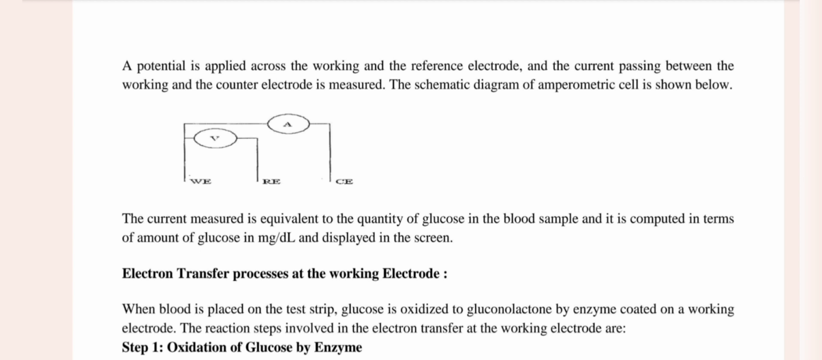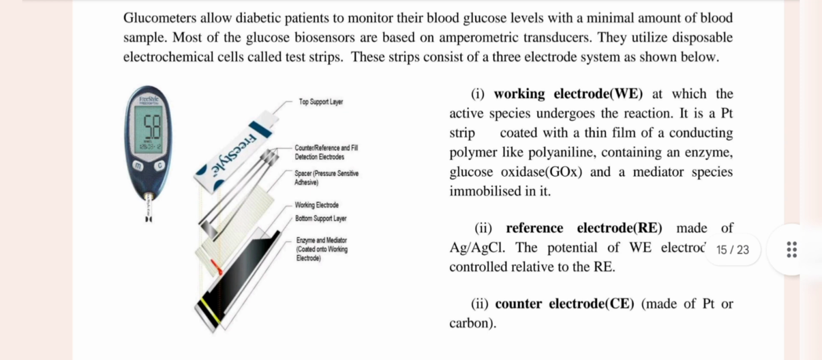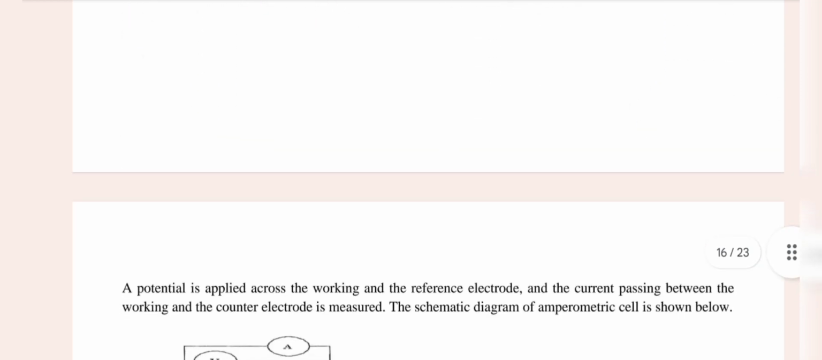The current resulting from the redox reactions of glucose is directly proportional to the quantity of glucose in the blood sample, and is computed in terms of the amount of glucose in milligrams per liter and displayed on the screen. So this is the basic working mechanism, or working principle, of a glucose biosensor. You need to know what is meant by a glucose biosensor, what the components in a typical glucose biosensor are, then the specification of the 3 electrodes and the working mechanism.